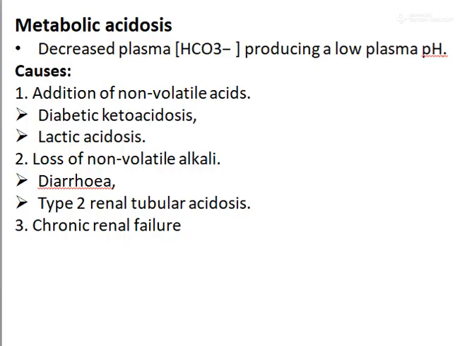Now come to metabolic acidosis. It is a decrease in the plasma bicarbonate ion, and it produces a low plasma pH. Causes of metabolic acidosis are addition of non-volatile acid, such as in diabetic ketoacidosis and lactic acidosis, and loss of non-volatile alkali as in diarrhea and type 2 renal tubular acidosis. The third cause is chronic renal failure.